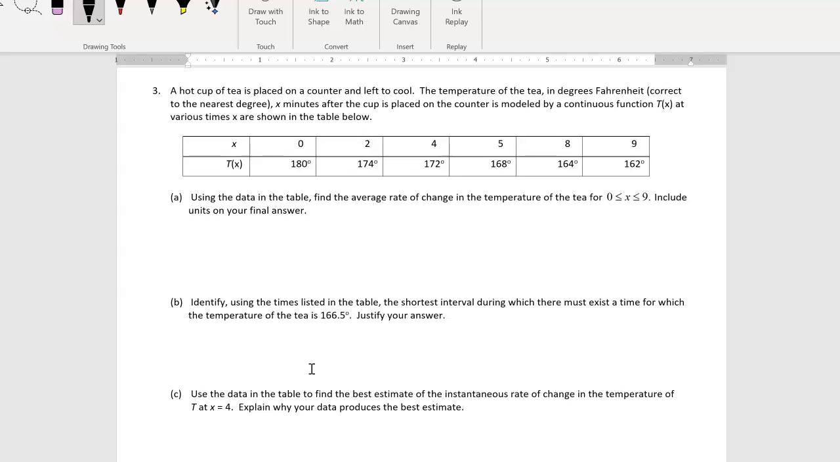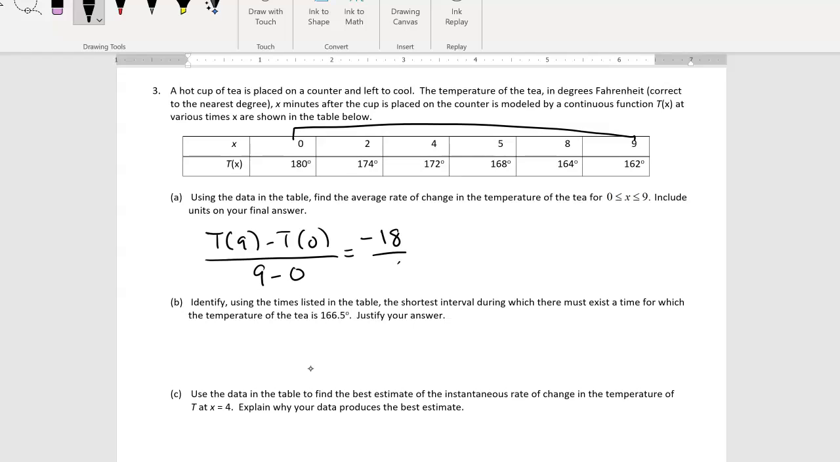Average rate of change from 0 to 9. So that would be T of 9 minus T of 0 over 9 minus 0. And you have 162 minus 180, which is negative 18 over 9. Negative 2. Include units in your final answer, and that would be degrees per minute.